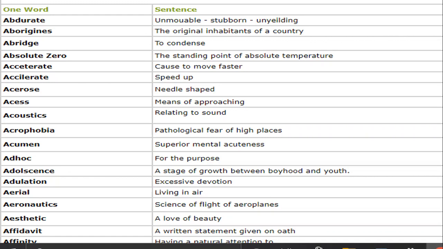Acrophobia, pathological fear of high places. So the one who has a fear of high places, when they see, that is called acrophobia. Acumen, superior mental acuteness. Ad hoc, for the purpose. Adolescence, a stage of growth between boyhood and youth. Adulation, excessive devotion. Aerial is living like in air, aerial birds we say. Then aeronautics, science of flight of aeroplanes. Aesthetic, the love of beauty. Affidavit, a written statement given on oath. Affinity, having a natural attraction to.